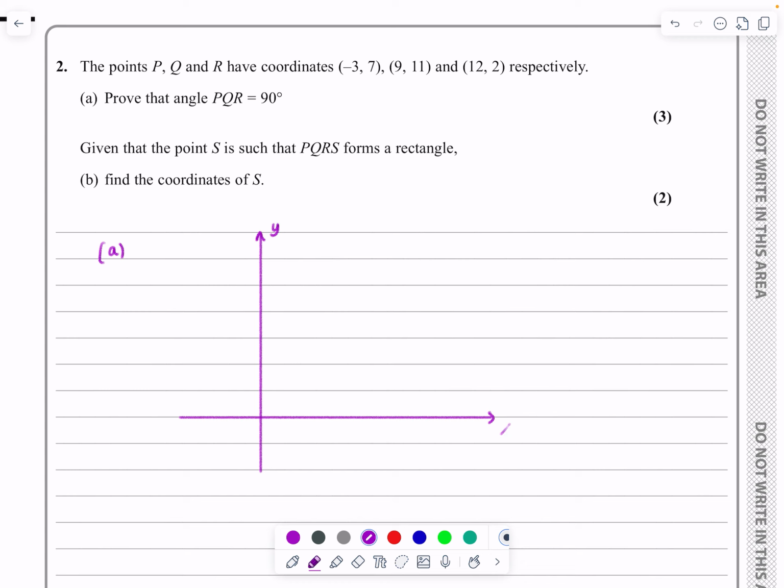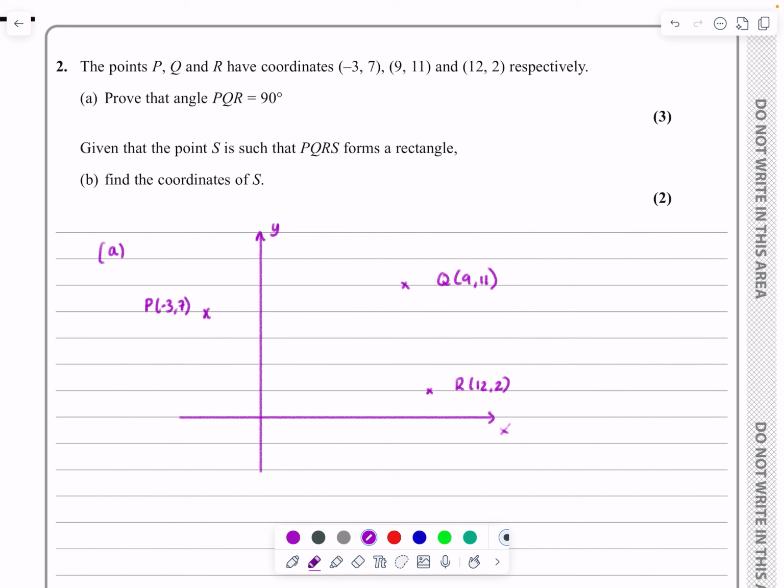So draw a quick sketch out. Depending on how much time you've got, I'll make this relatively accurate. If P is -3, 7, I'm going to put it in roughly the right place there. If Q is 9, 11, I'm going to put that maybe somewhere like there. If R is 12, 2, then it's going to be a little bit further over, but quite low down there. So R is 12, 2.